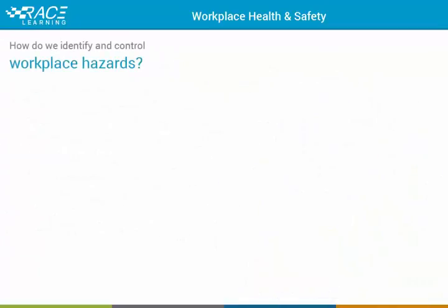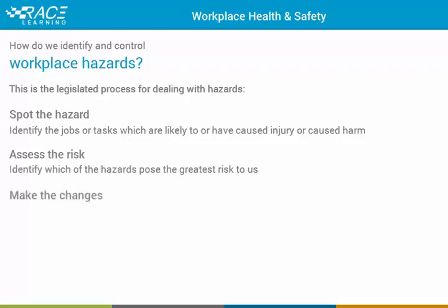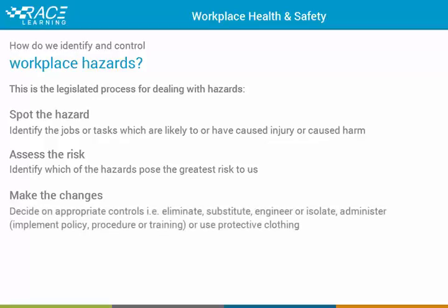How do we identify and control workplace hazards? This is the legislated process for dealing with hazards. Spot the hazard. Identify the jobs or tasks which are likely to or have caused injury or caused harm. Assess the risk. Identify which of the hazards pose the greatest risk to us. Make the changes. Decide on appropriate controls that eliminate, substitute, engineer or isolate, administer, implement policy, procedure or training, or use protective clothing. Monitor and review implemented controls to ensure they are effective.